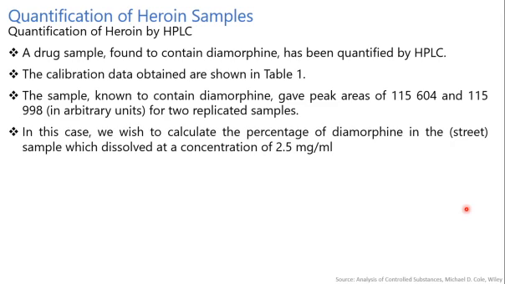Then a drug sample found to contain diamorphine has been quantified by HPLC. The calibration data will be shown in the next slide, that is shown in Table 1. The sample known to contain diamorphine gave peak areas of 1,15,604 and 1,15,998 arbitrary units for the two replicate samples. In this case, we wish to calculate the percentage of the diamorphine in the sample which was dissolved at a concentration of 2.5 mg per ml.